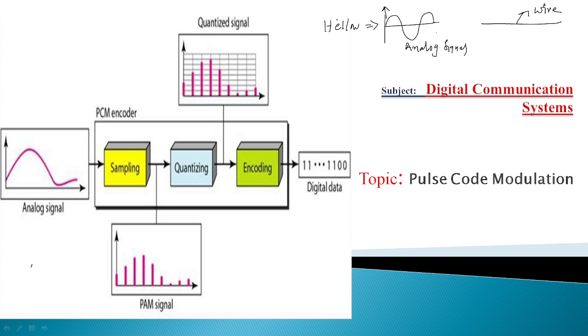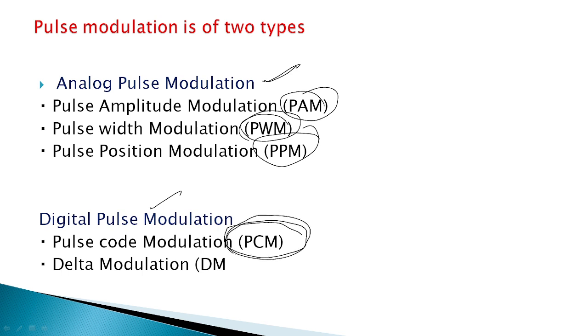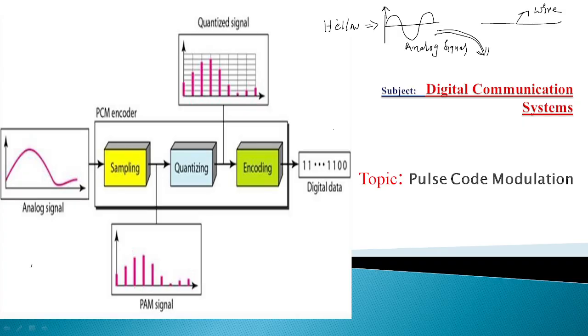So that's why this analog signal needs to be converted into digital signal transmission. That's the reason we are going for pulse code modulation. So here you can see the types of modulations. The analog modulations are PAM, pulse amplitude modulation, pulse width modulation, and pulse position modulation. The digital pulse modulation techniques are PCM, pulse code modulation, and one more is delta modulation.